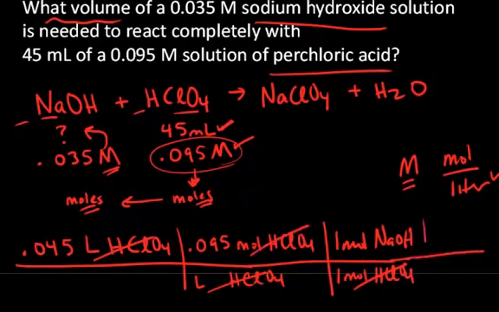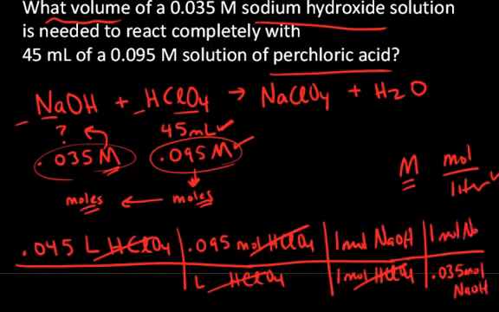To get back to volume, which is what's wanted, I'm going to use the given concentration, but I'm going to put the molar unit on the bottom so I can get the volume unit on the top. So it's going to be 0.035 moles of sodium hydroxide per 1 liter of sodium hydroxide. So now the units cancel.